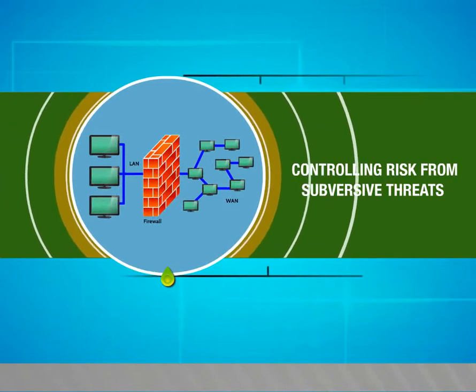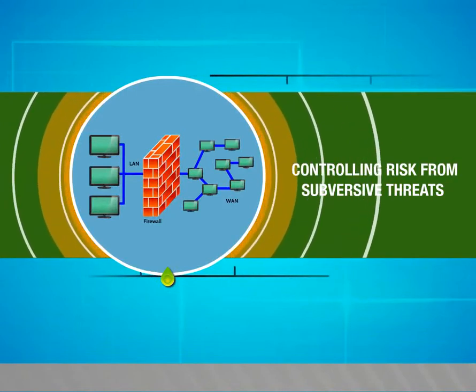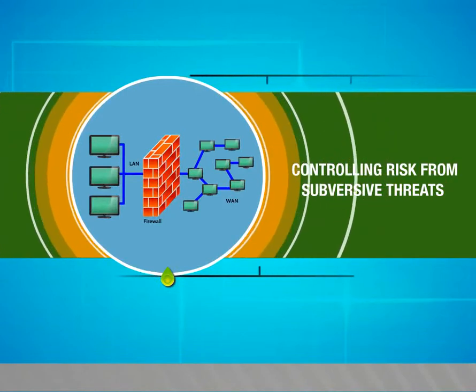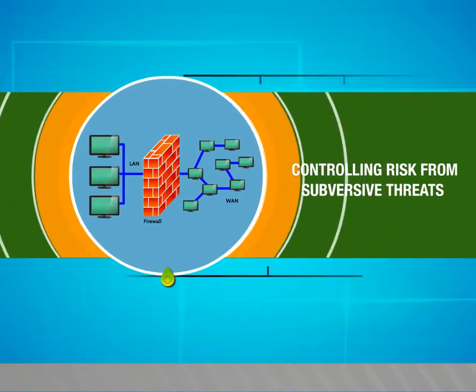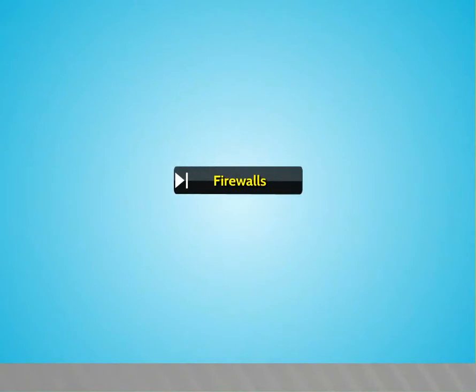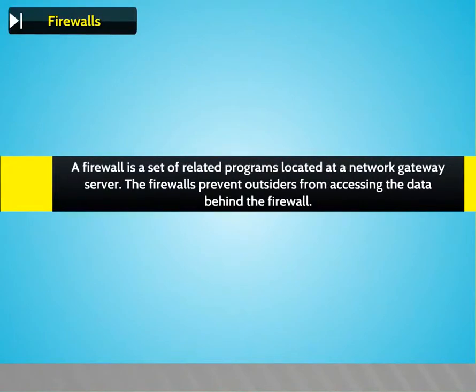Controlling risk from subversive threats. In this video, we are going to see about controlling risk from subversive threats. Firewalls. A firewall is a set of related programs located at a network gateway server. The firewalls prevent outsiders from accessing the data behind the firewall.